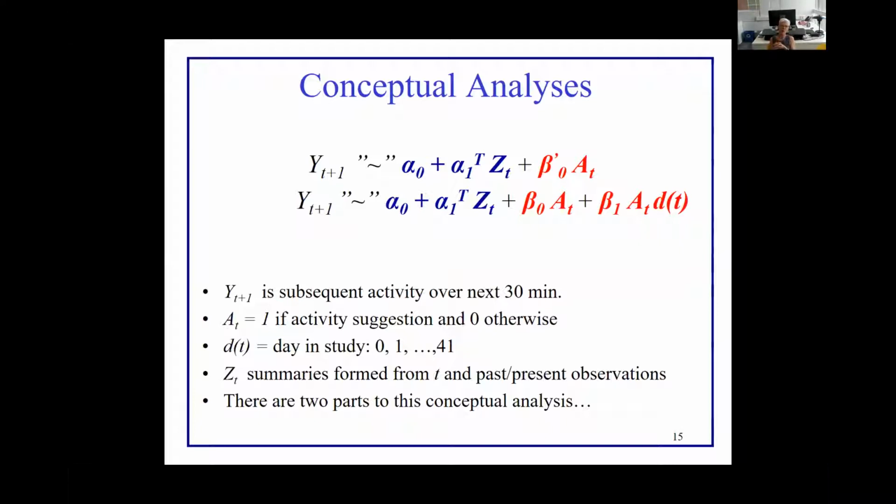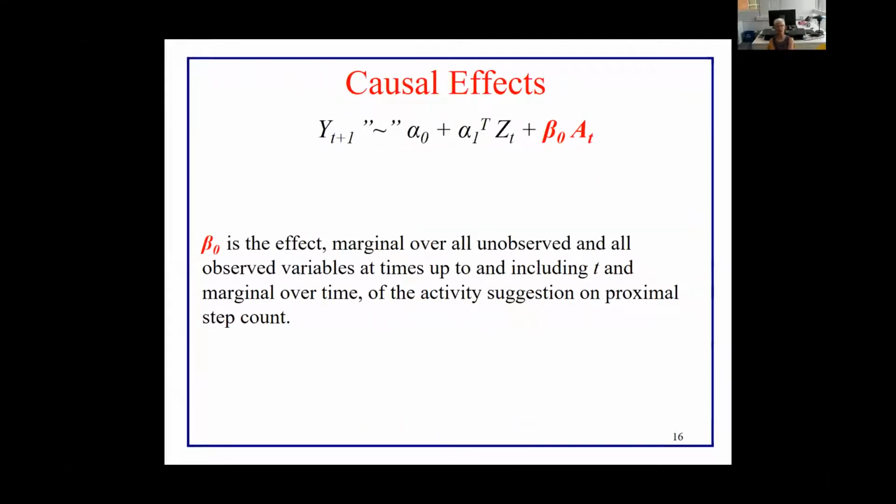And in red, remember AT is 1 if they get the activity suggestion, 0 otherwise. So beta 0 indicates to me the average sort of effect. And I'm going to talk about that as we go through. So let's focus on that beta 0.